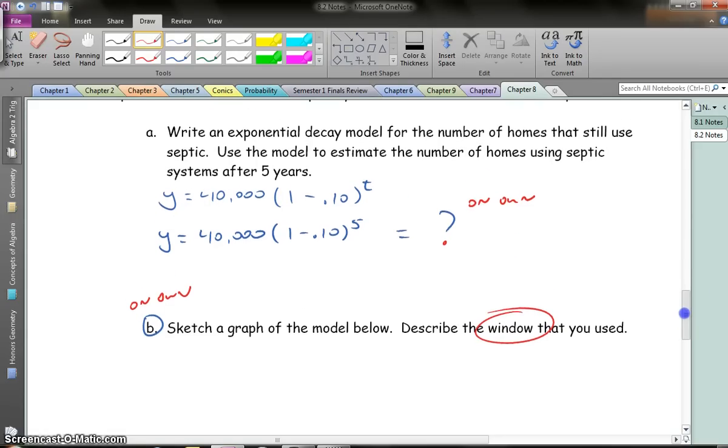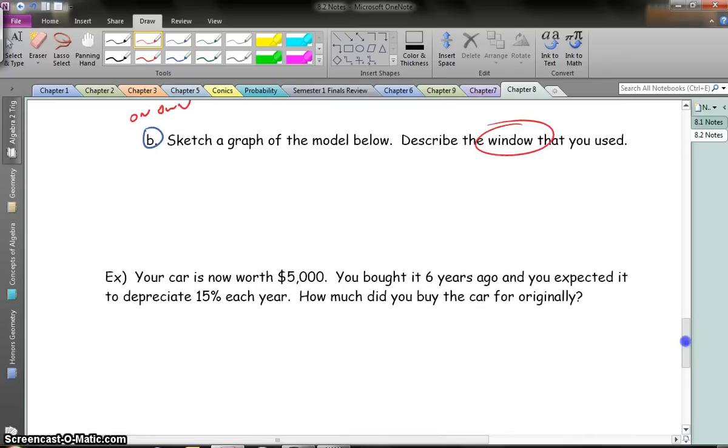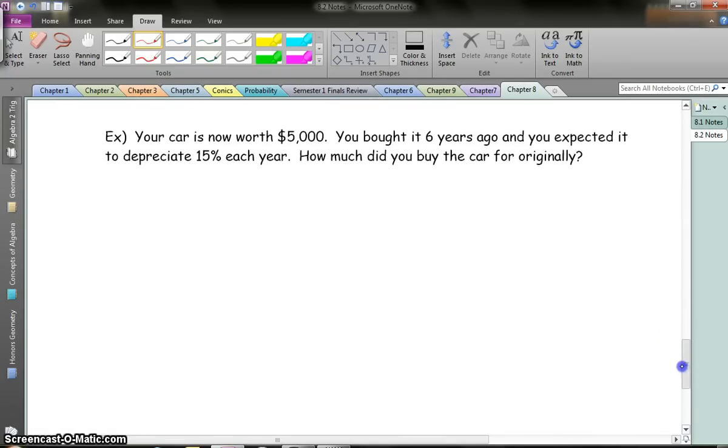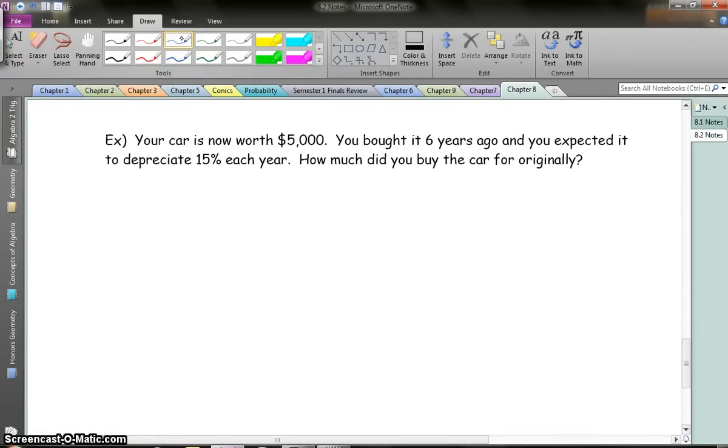That's where we'll start. But I wanted to take time to do the next example because this one's a little different. That one's similar to our first one. Make sure you take the time and finish that because I will be checking tomorrow. And in this one, it says, your car is now worth $5,000. You bought it 6 years ago and you expect it to depreciate 15% each year. How much did you buy the car for originally?